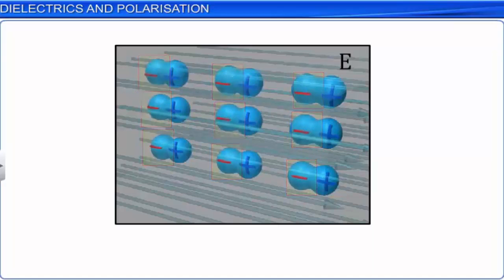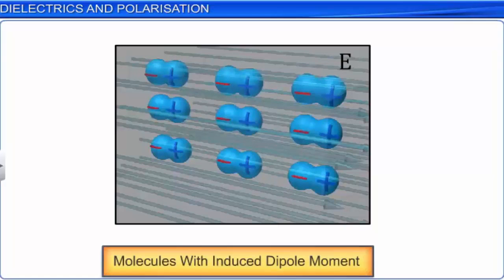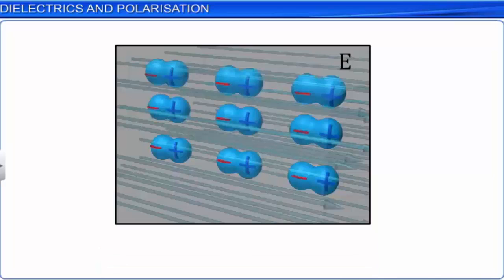Therefore, in the dielectric with non-polar molecules, the molecules now possess some induced electric dipole moment, and it is said to be polarized due to the external electric field.